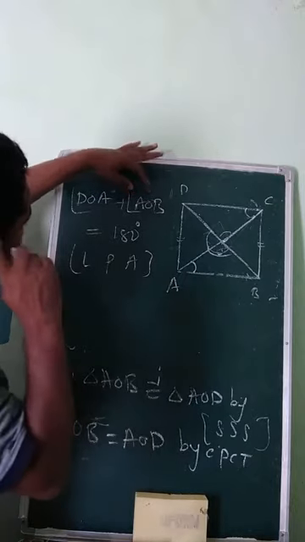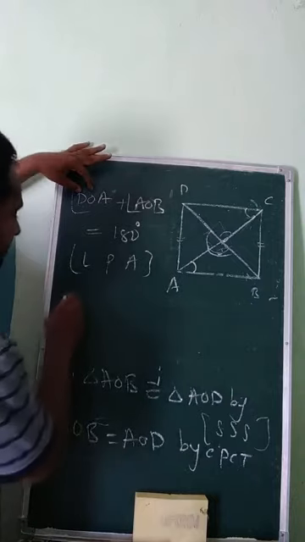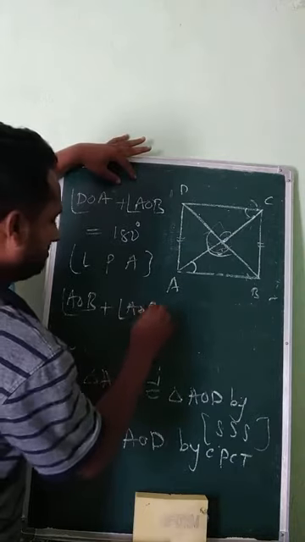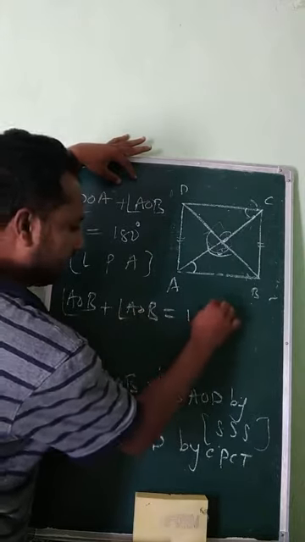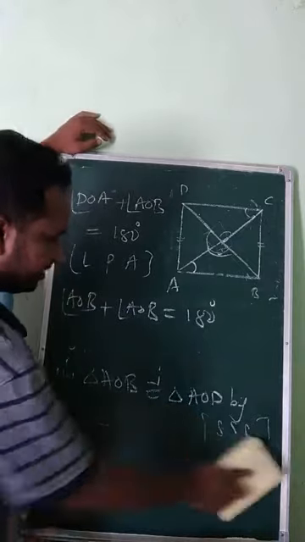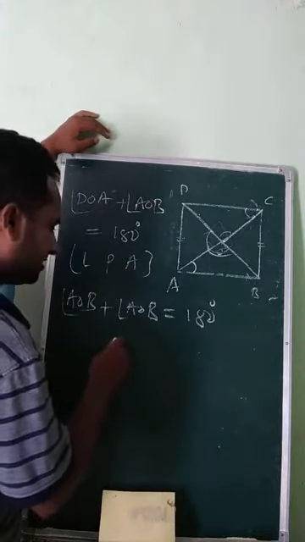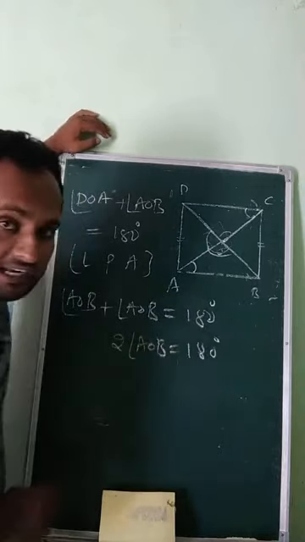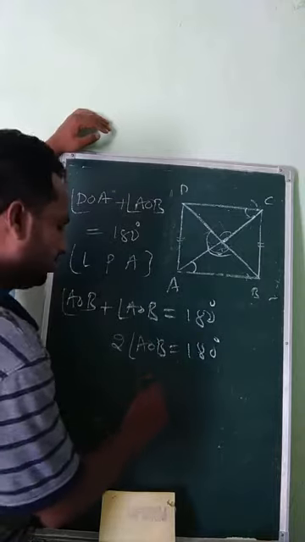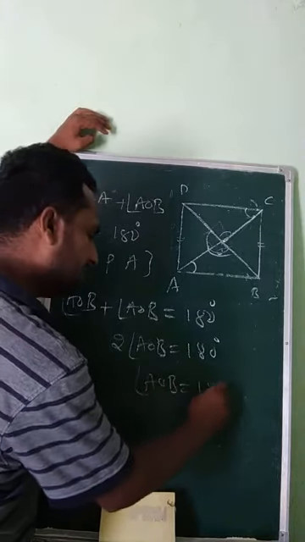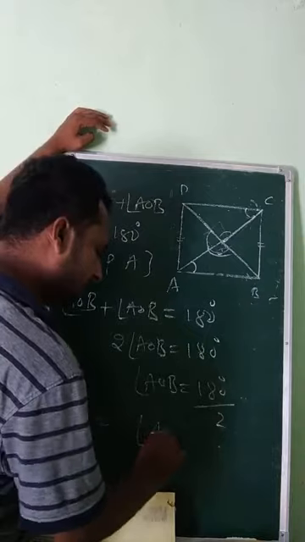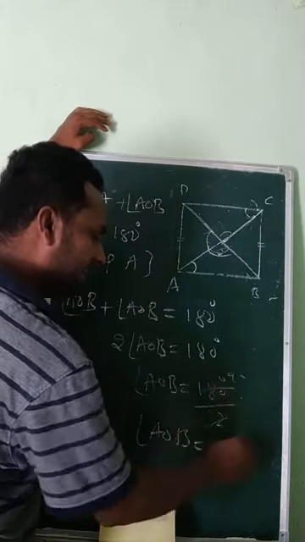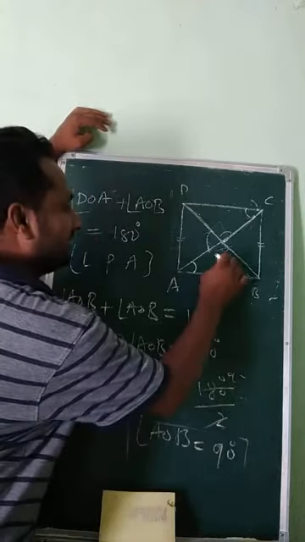Now what can you write here? Angle AOB plus angle AOB is equal to how much? 180 degrees. Clear? Now see the next one. AOB plus AOB, 2 times angle AOB, is equal to 180 degrees. Isn't it? Now angle AOB is equal to 180 upon 2. Therefore angle AOB is equal to how much? 90 degrees. Now this is 90 degrees.